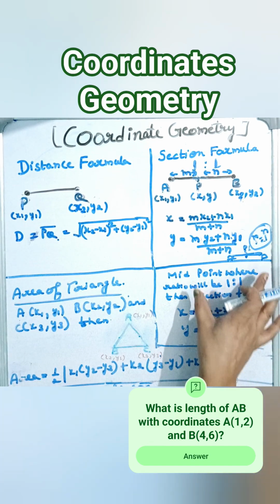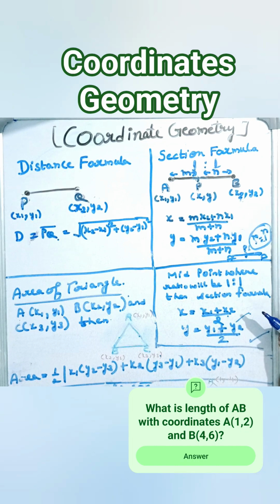So you may be asked a question that when P is a midpoint of line segment AB, then what is the ratio in which P is dividing the line segment? Then it is 1:1.